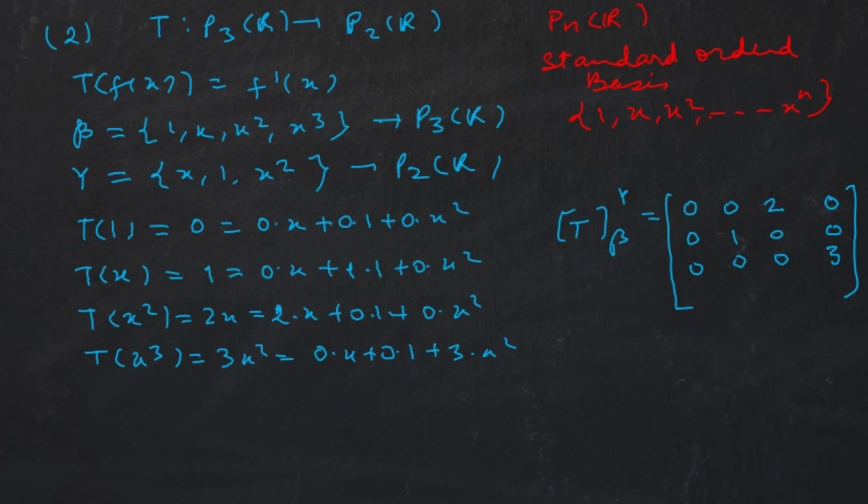You can practice with the same linear transformation by taking different bases. Okay, so you can consider another basis beta dash to be equal to, say, x, x squared, 1 and x cubed, and take gamma dash to be the standard basis, that is 1, x, x squared, and then find [T] beta dash gamma dash, let's say. So you can practice such questions.